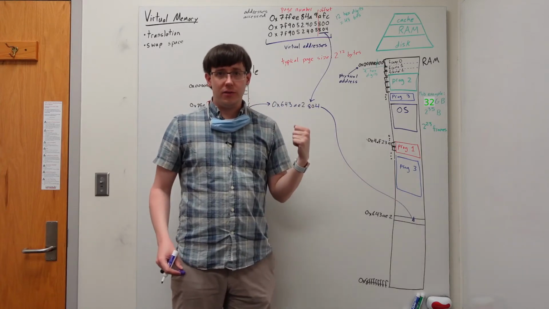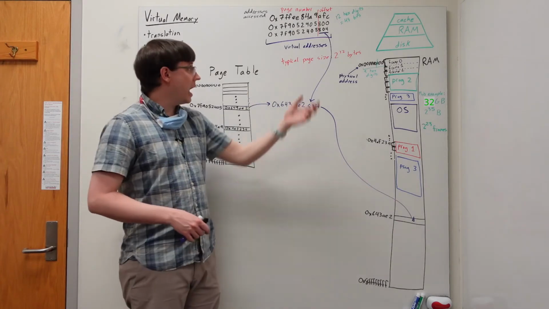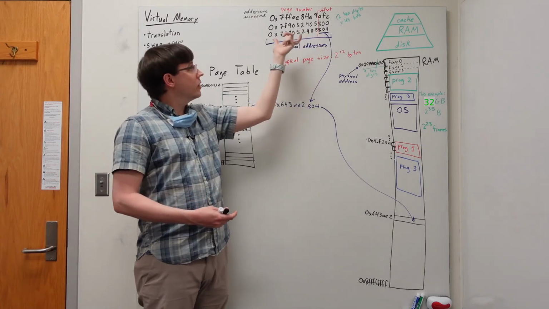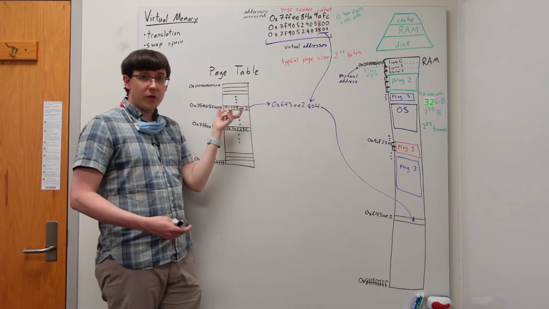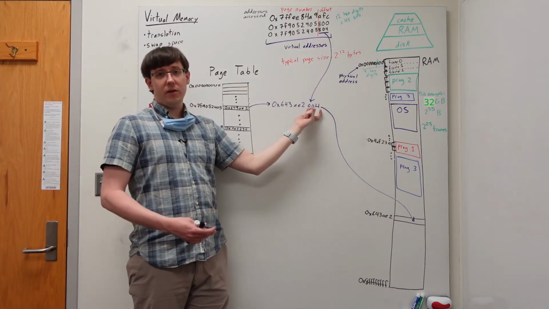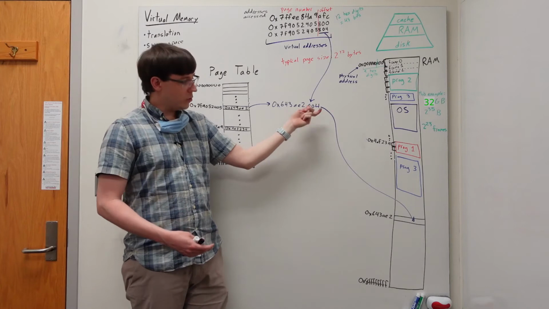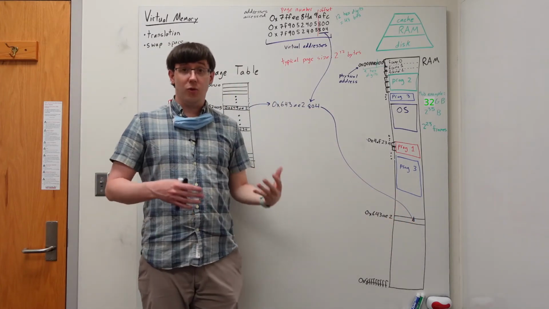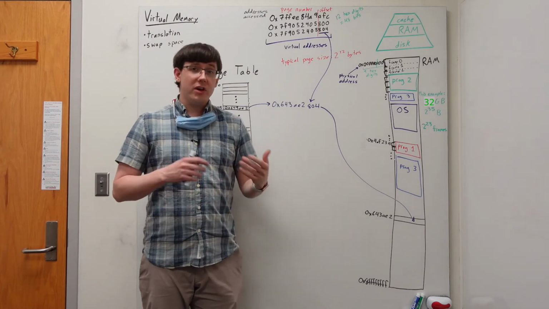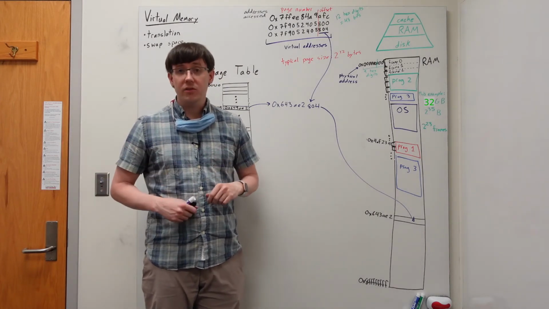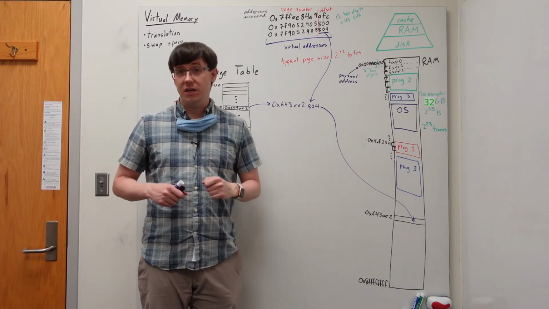So this procedure of taking a virtual address requested by a process, looking up the page number in the page table, and then appending the offset from the virtual address to get a physical address in RAM is known as address translation. And this address translation is happening for every memory access that any process does.